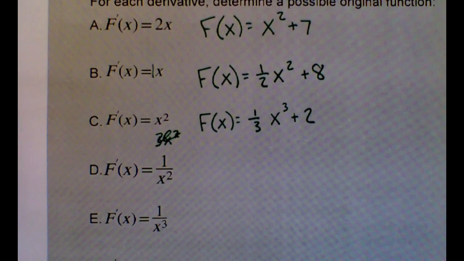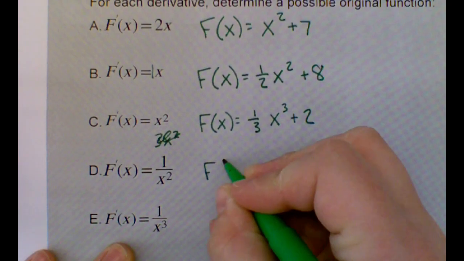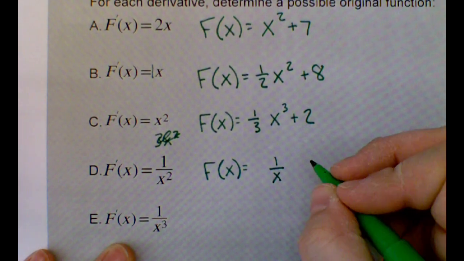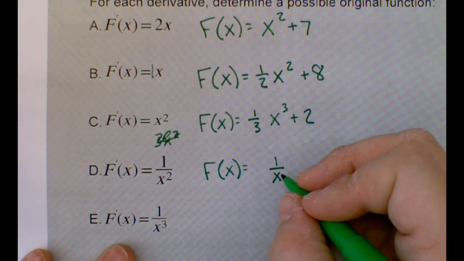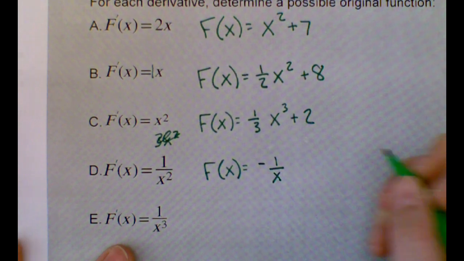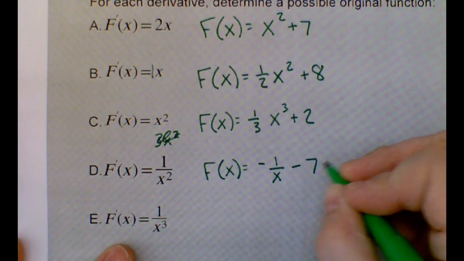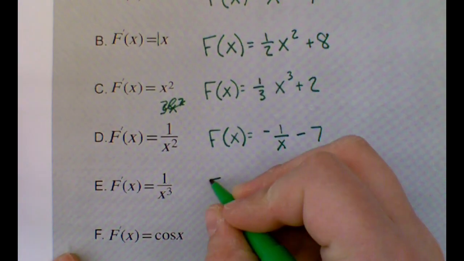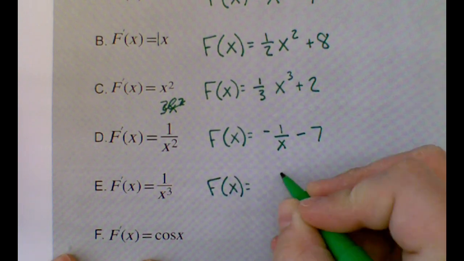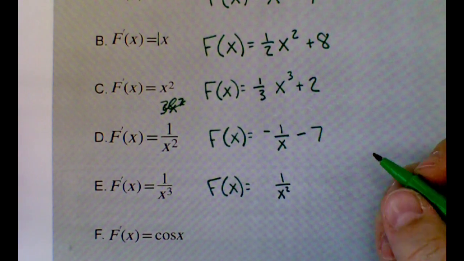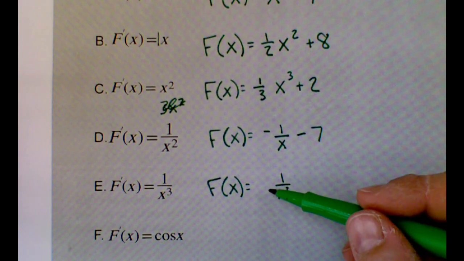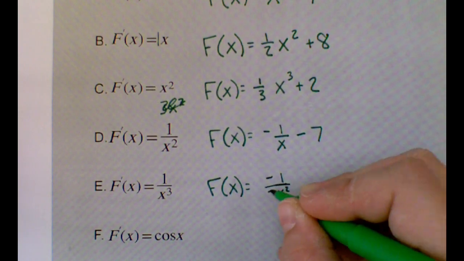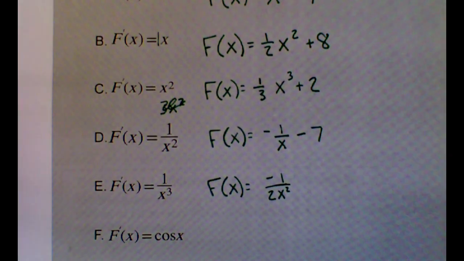All right, if the derivative is 1 over x squared, well, to get an x squared in the denominator, we started with a 1 over x. The derivative of that is negative 1 over x squared, though, so we have to offset that negative. Maybe I'll subtract 7 this time. If my derivative is 1 over x cubed, my original function would have had a 1 over x squared in it, and we would have brought down in front a negative 2. So to cancel out multiplying by negative 2, we'll multiply by negative 1/2. And maybe that one doesn't have a constant.